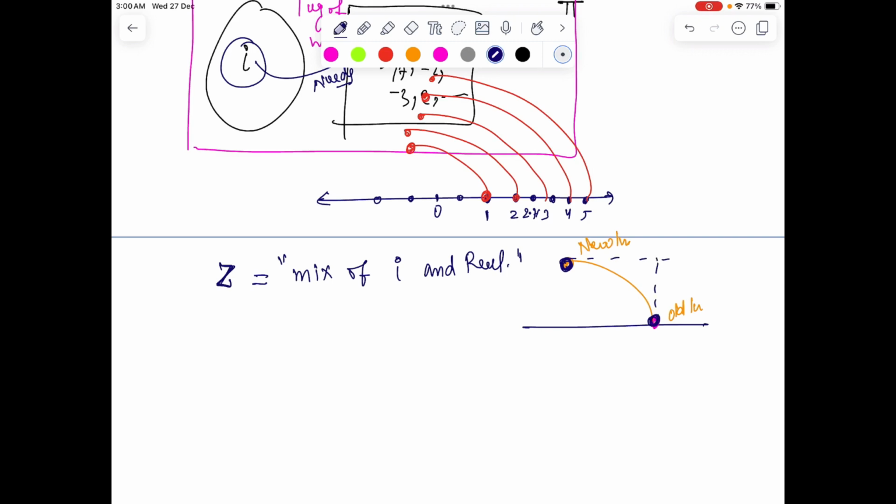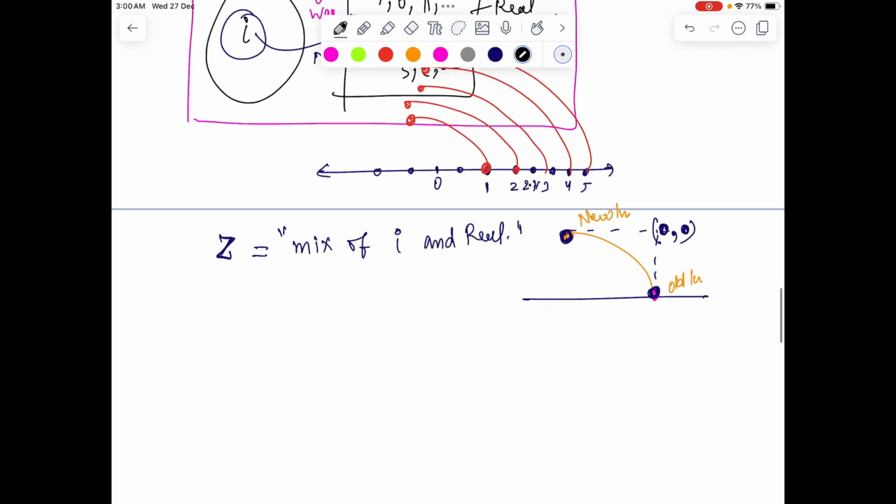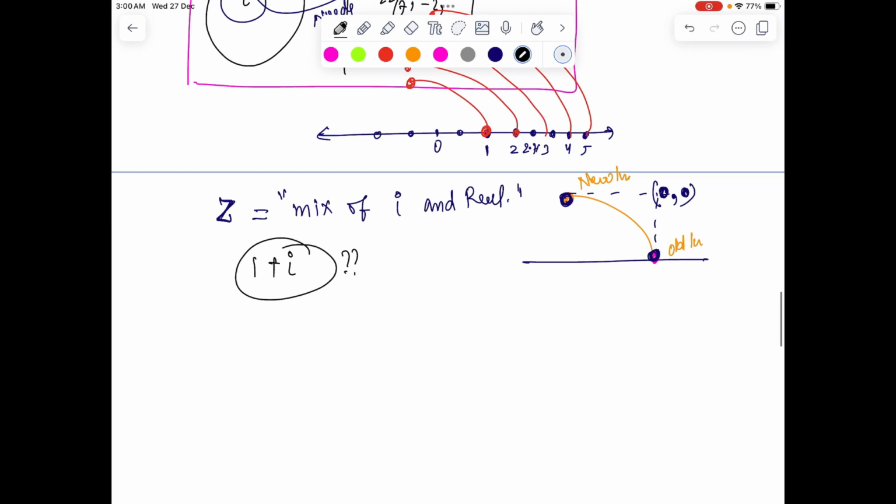So both combined, we can think of it as the new location and old location together. Can we think of it as an ordered pair, like a double ball? Let's say I combine both of them, and I talk about a number called 1 plus i. What exactly does it mean? What's the meaning of plus over here? It's just like talking about 1 apple plus 1 orange.